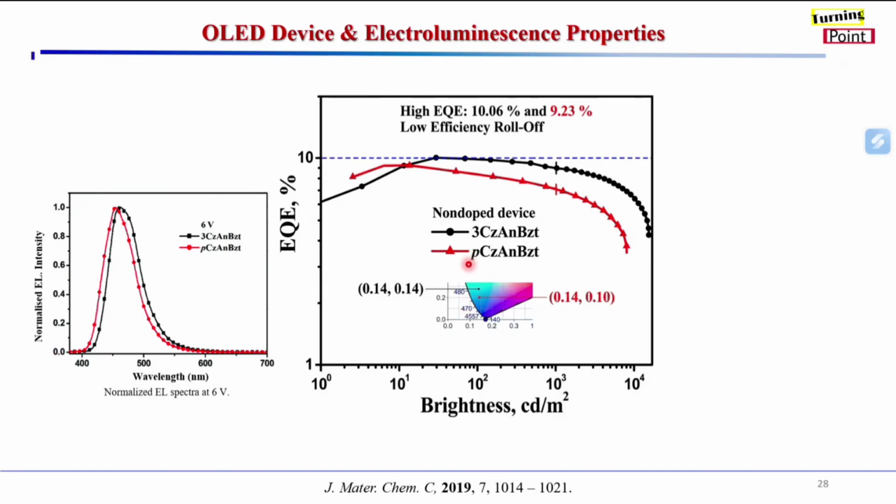Here, the first device is based on the meta-carbazole based molecule. In this device they got an external quantum efficiency of around 10.06%, and the CIE coordinate value of the emissive light is 0.14 and 0.14. On the other hand, for the para-carbazole based molecule, they got an external quantum efficiency value of 9.23 and CIE coordinate value of 0.14 and 0.1 for the emissive light. Here we see the external quantum efficiency is good, but the emissive light color purity is not good. It generally comes in the greenish blue to blue region, not in the deep blue region.